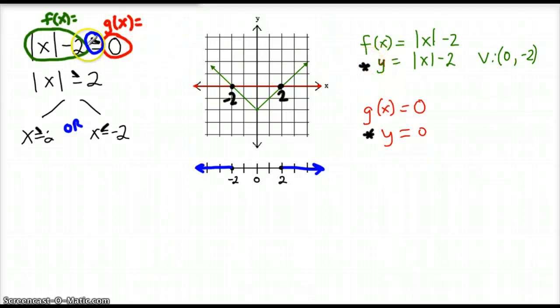It says if f of x is greater than g of x, it means this y value, y1, let's call it, is greater than these y values, y2s. So greater than means above. Above. Whoops. What's going on there? I'm going to delete that. Okay, so there we go.